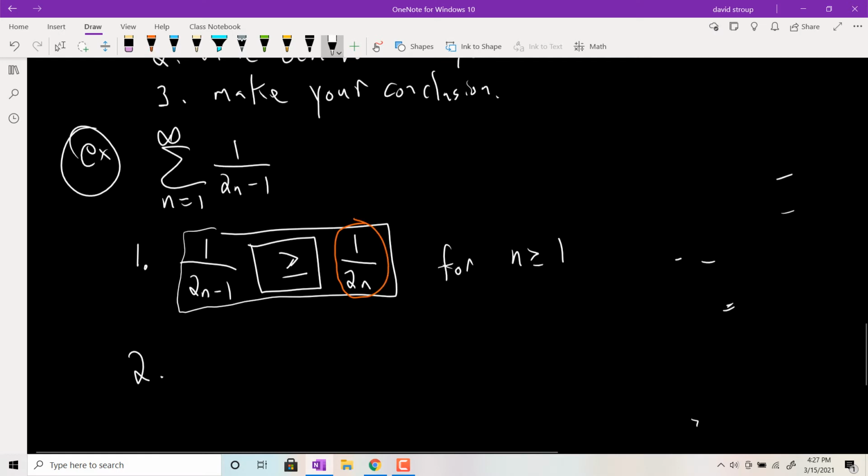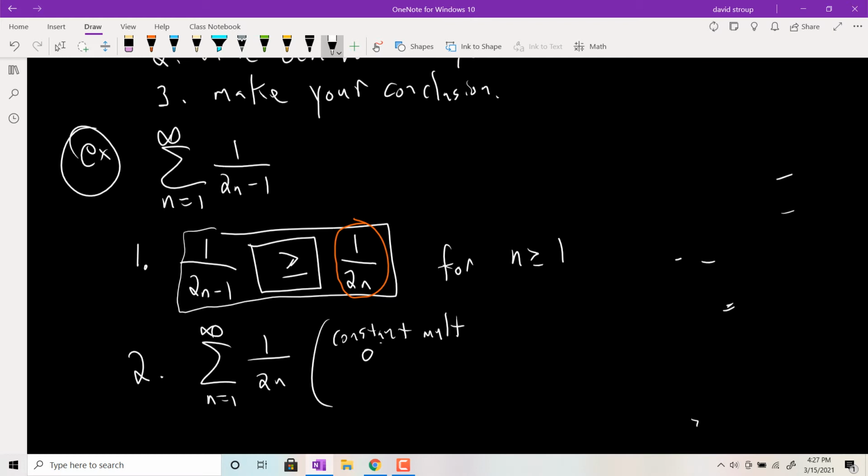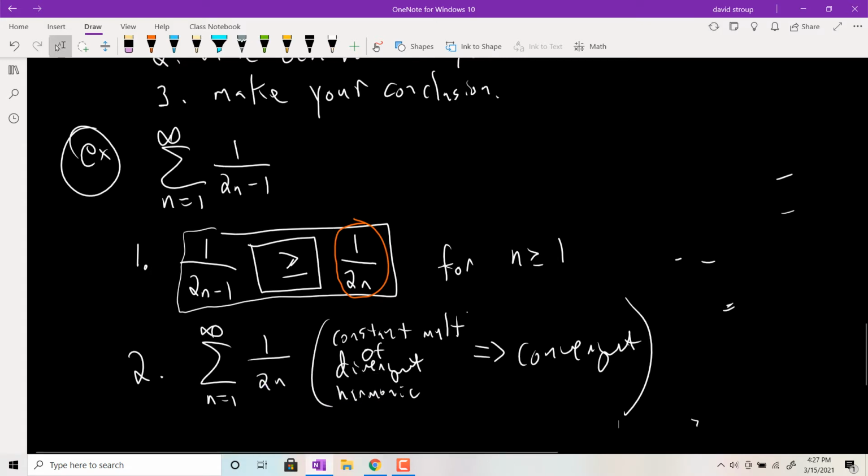So you need to mention, is the series 1 all over 2n convergent or divergent from n equals 1 to infinity? This is divergent, right? It's a constant multiple of the divergent harmonic series. So you need to say that. You can't just write down, oh, here's my series, you decide whether it's convergent or divergent, because I don't know. No, you got to tell me.